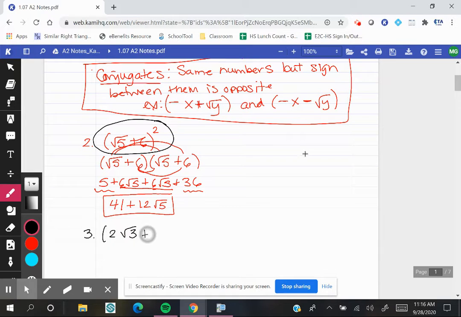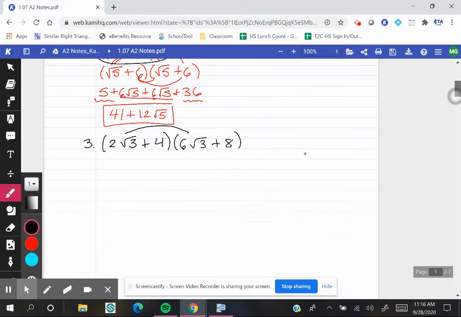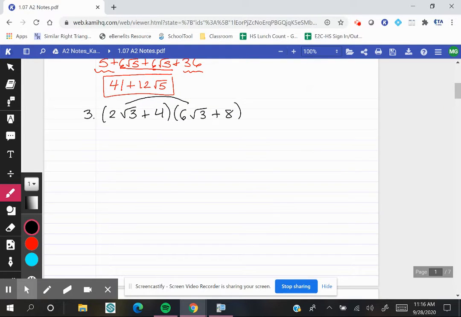All right, 2 rad 3 plus 4 times 6 rad 3 plus 8. So this one would be a good one to pause, see if you can get it. There's one thing that's a little trickier on this one, and that's these first terms when you multiply them. So remember, radicals multiply with radicals, non-radicals with other non-radicals. So go ahead and pause it and then check back with me.